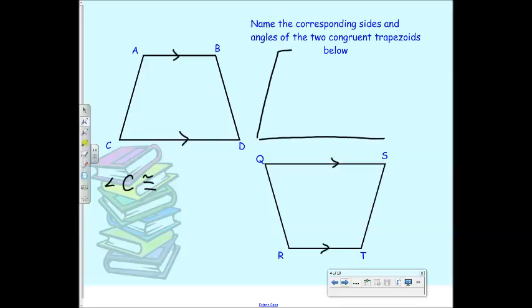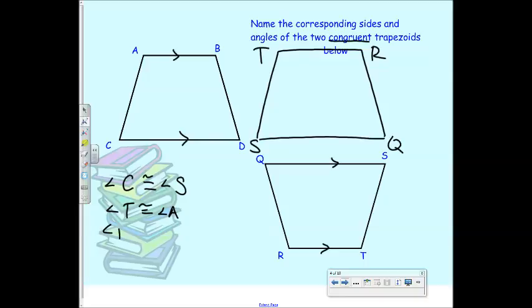If we turn it this way, then where is Q? On the bottom right. And then this is S. And then this would be T. And this would be R. Okay, so which one corresponds to C? S. And so then, if they're congruent trapezoids, which it says that they are, that means that C and S are congruent. What else is congruent? T and A. B and R. And D, Q.